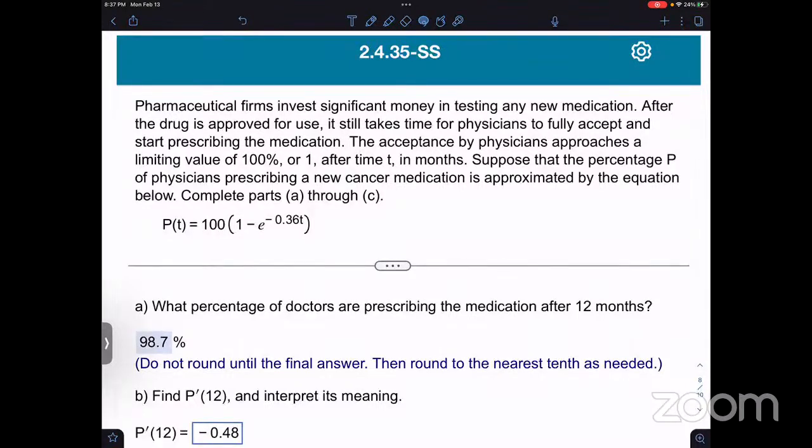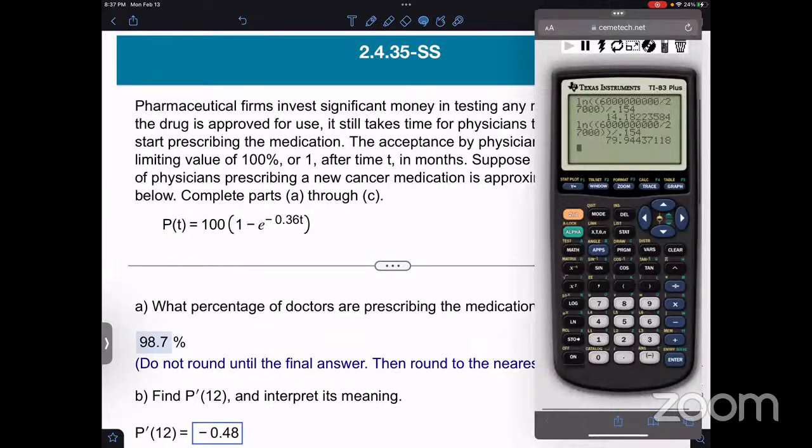pharmaceutical firms invest significant money in testing any new medication. After the drug is approved for use, it still takes time for physicians to fully accept and start prescribing the medication. The acceptance by physicians approaches a limiting value of 100% or 1 after a time t in months. Suppose that the percentage P of physicians prescribing a new cancer medication is approximated by this equation below. Complete parts A through D. Okay, so for part A, it says what percent of the doctors are prescribing medication after 12 months? This T is in months, right? So we just plug in 12.